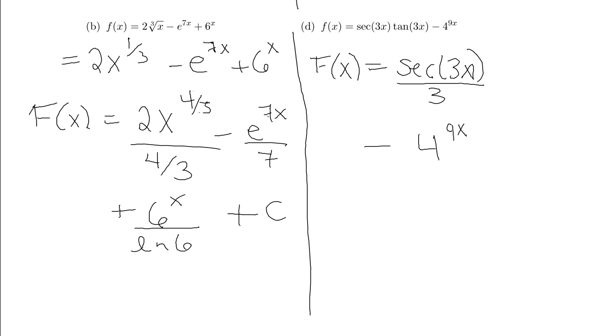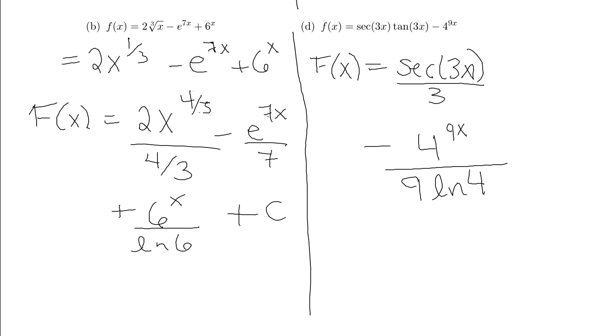Looking up at our original function, we have the 4 to the 9x, but we don't have the ln 4 and we don't have the 9. But luckily, both of those values are just constants, so we can just divide out by the same constants, the 9 and the ln 4. If you divide out by that and check your answer, you'll see that you're left with just the 4 to the 9x when you take the derivative.